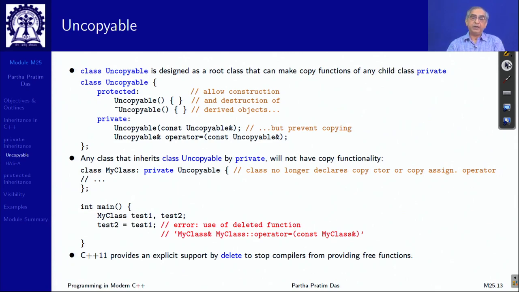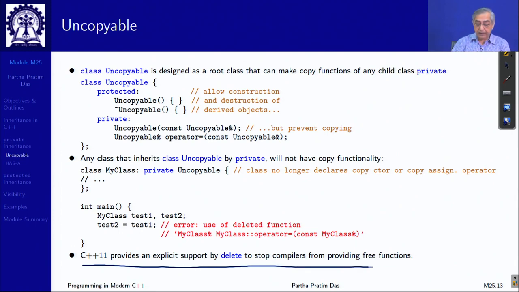Particularly if you are programming in C++03, there is no easy way that you can stop compilers from giving you the free copy functions. So, you can use this. Just in passing I will make a note, and we will come back to this when we do the modern part of the language, that C++11 solves this original problem by providing explicit support for delete. If you do not want the compiler to give you the free function, you can declare the free function and then say delete on that signature, and the free function will not be provided by the compiler.